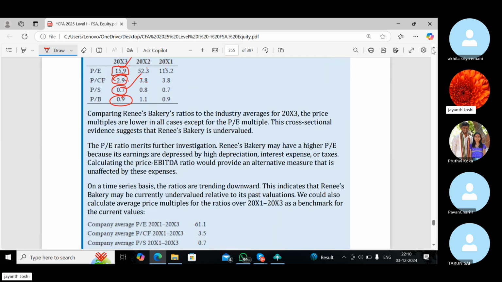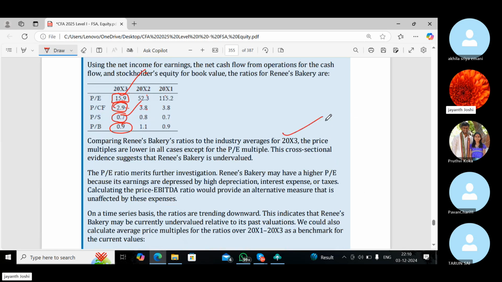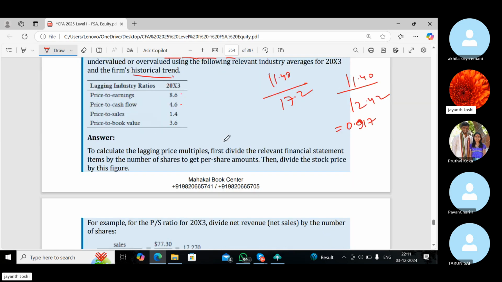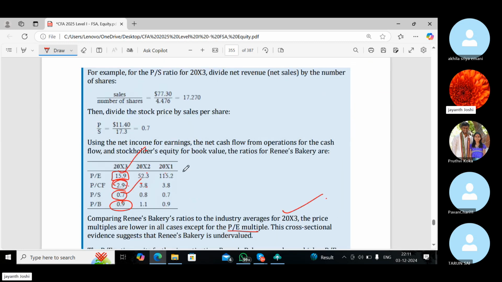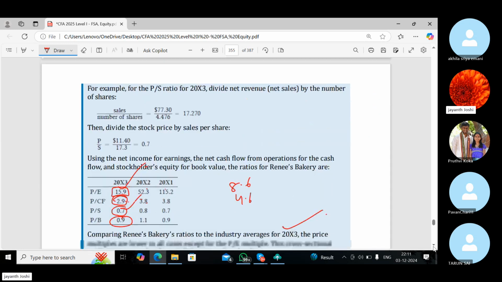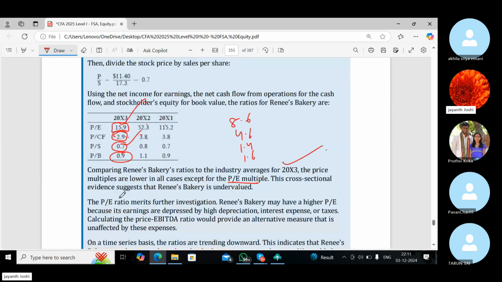Comparing Rini's Bakery ratios to industry averages, for 2003, the price multiples are lower in all cases except for PE. So we'll write the industry ratios here: 8.6, 4.6, 1.4, 1.6. So the price to earnings ratio is high and the others are very low. This cross-sectional evidence is that Rini Bakery is undervalued.